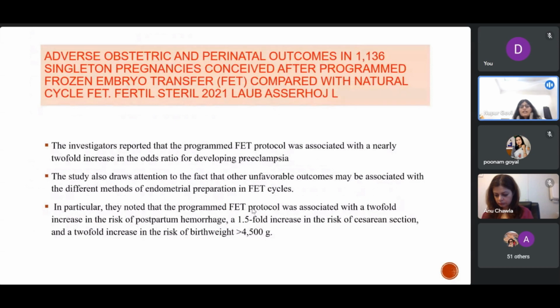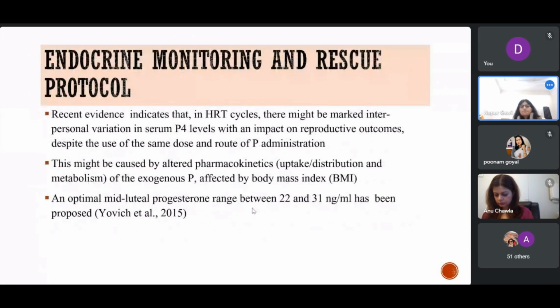Now, this was another study where they found that programmed FET cycles, that is HRT cycles, are at increased risk of cesarean section and postpartum hemorrhage and increased risk of high birth weight.